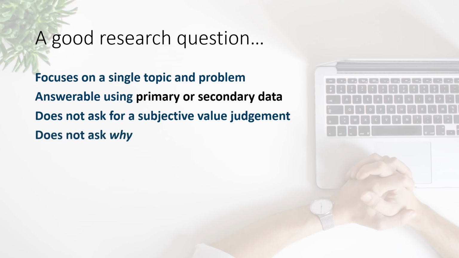The next one, do not ask why. Questions that start with why are usually too open to serve as good research questions. There are often so many possible causes that a research project cannot give a thorough answer. Try asking what or how questions instead. So instead of asking why does X occur, try to ask what are the main factors contributing to X. How is X influenced by Y?